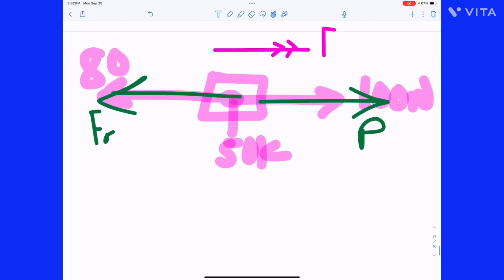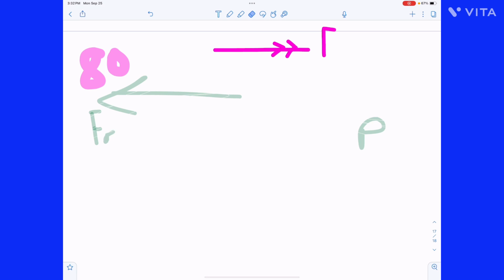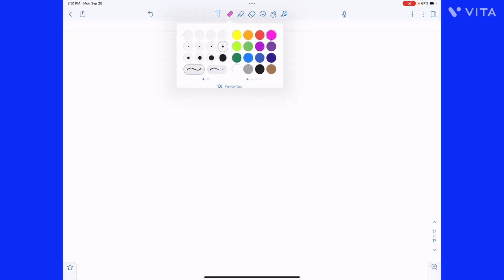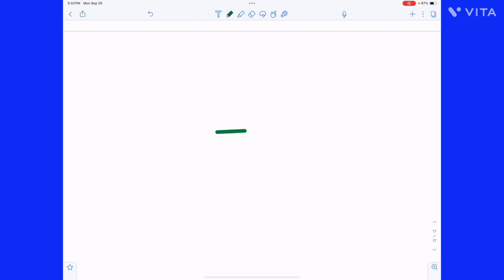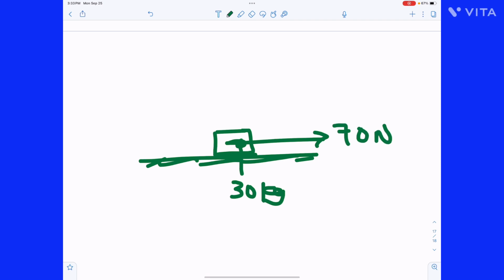Let me give you another example. This is a very important part that you must get very well before we proceed. Let me give you another example. Let's say I have a mass of 30 kg on this rough surface. Mass of what? 30 kg. So I'm applying a force of, let's say, 70 Newton. This is my P, applied force, 70 Newton.